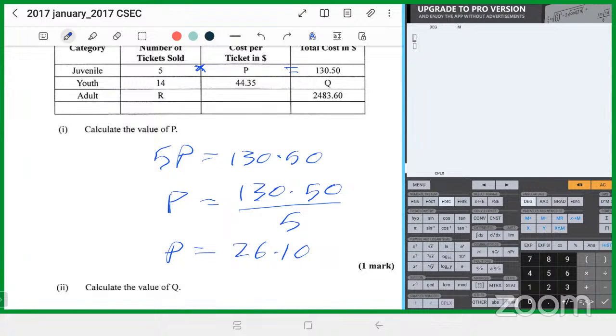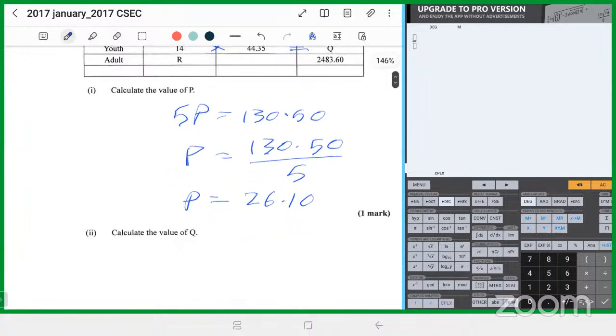Then they want the value of Q right here. And it is going to be that this one times this one equals the Q. All right. So the Q equals the product of those two. So the Q is going to be equal to the 14 times the 44.35. Again, it is money. So you can tell me what that one is since everybody knows.